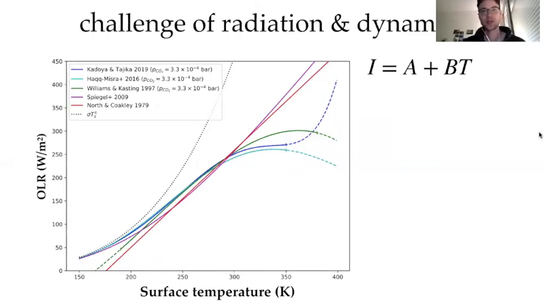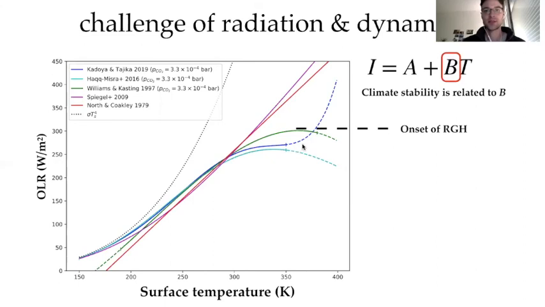But an important point of this is that the OLR provides a stabilizing feedback where the stability is represented by the slope, or in linear form, just the B coefficient. And we can see where the stability fails. If we're looking at the CASTING model fits, we can see that at high temperatures, the slope goes to 0, and this is the onset of the runaway greenhouse. Basically, the OLR feedback shuts off, and the planet enters this unstable runaway state.